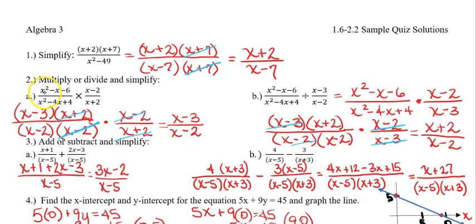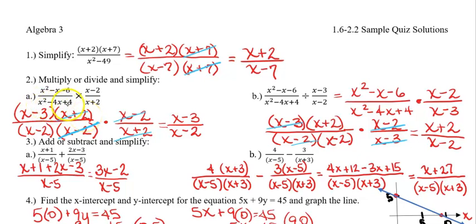So the next one, same thing. I'm going to start off by factoring. So I'm going to factor my numerator. So x squared would have to be x times x. And then what multiplies to be -6 and adds to be -1 would be the -3 and +2.